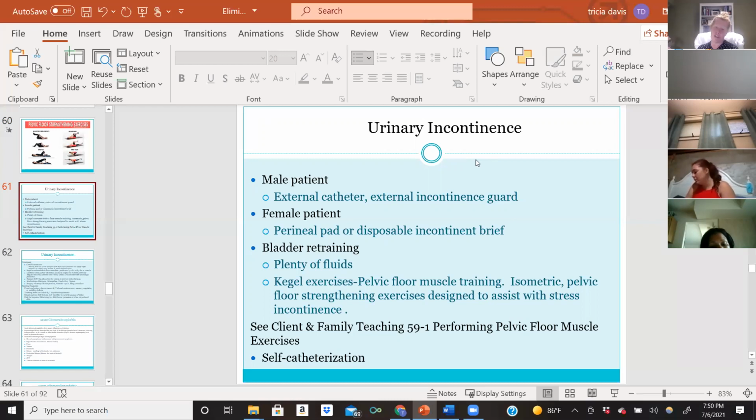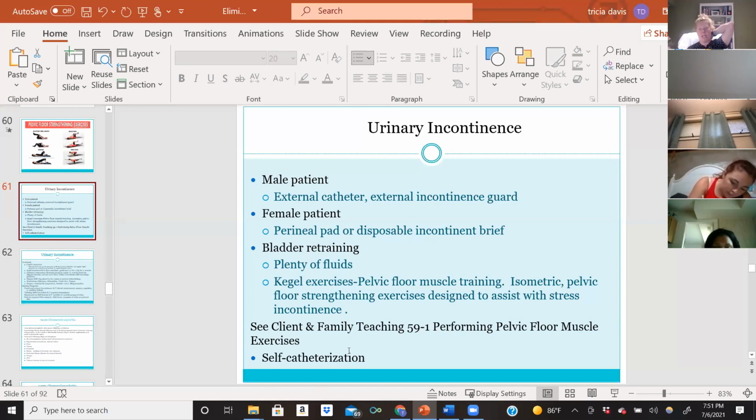We can do bladder retraining. We want to offer plenty of fluids, and then we would like to teach them to go to the bathroom at certain times to prevent urgency and frequency. We can recommend Kegel exercises. So this is pelvic floor training. It involves the isometric and pelvic floor strengthening exercises to help with that stress incontinence. And then you guys should go to 59.1 in your book to look about the client and family teaching for those pelvic floor muscle exercises.